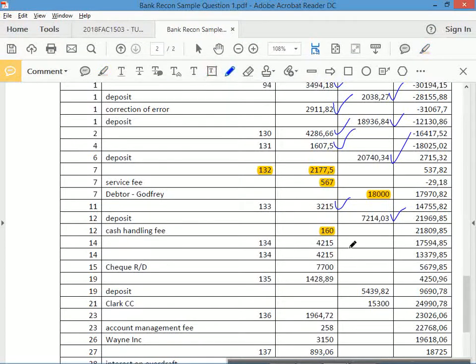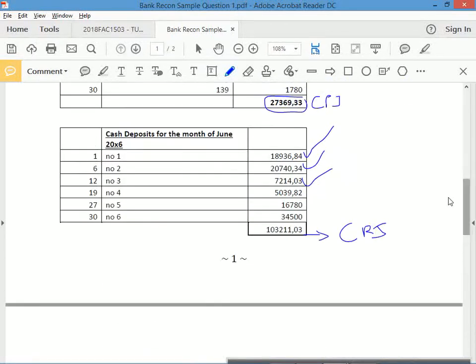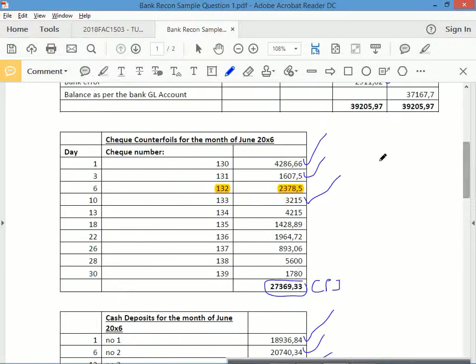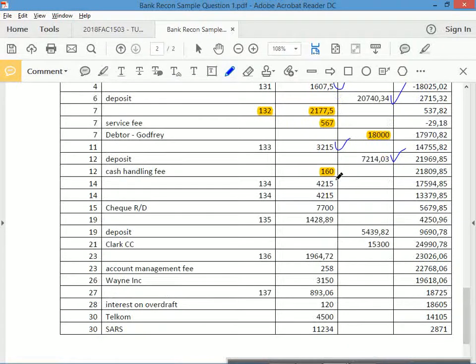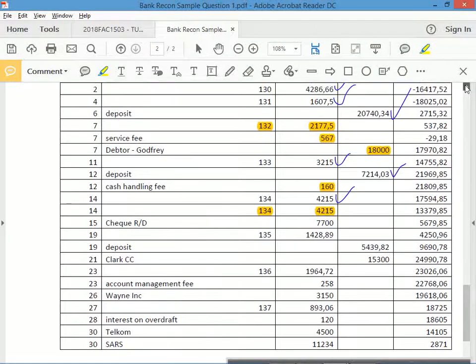Right, can you guys tick this? 4215. Right, I've got it in my books. Here's the one. I can tick that. Okay, that's there, and I can tick this. That's there. Right, but there's another. Okay, so who made a mistake?